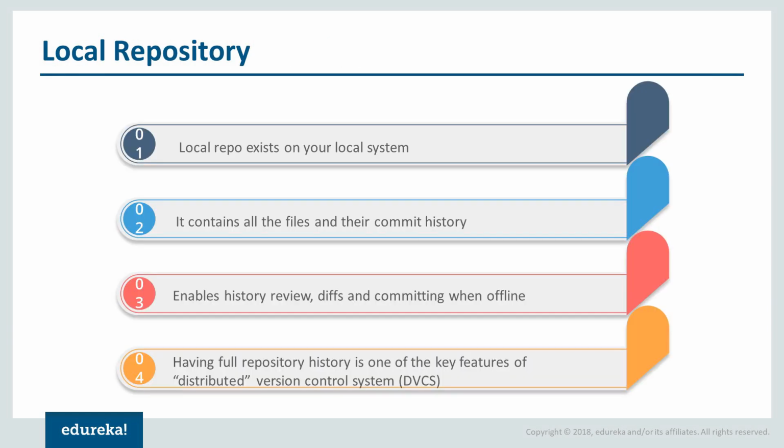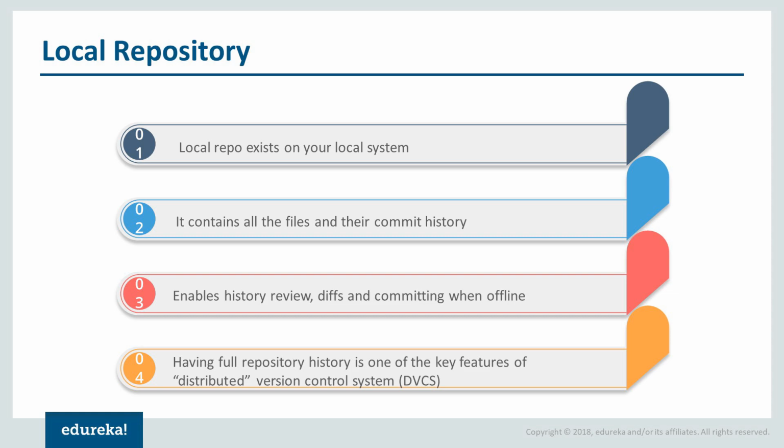As we discussed before as well, the local repository exists on your local system. It will also contain the metadata, that is, it will contain all the files which are required and their commit history. The commit history generally comes under the metadata.